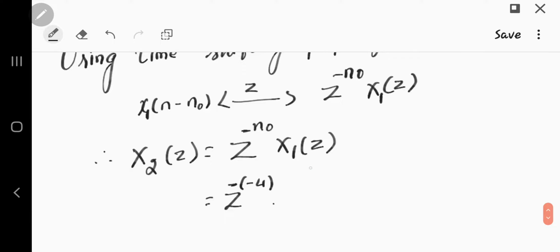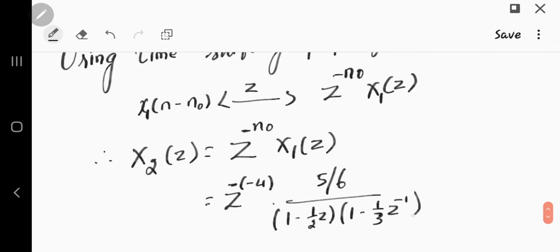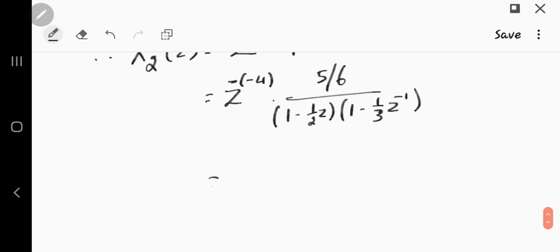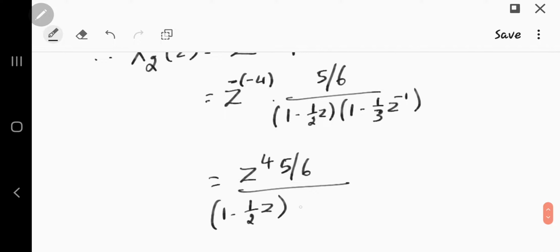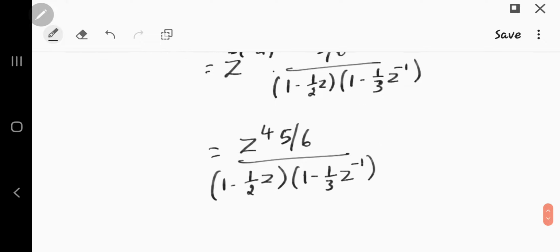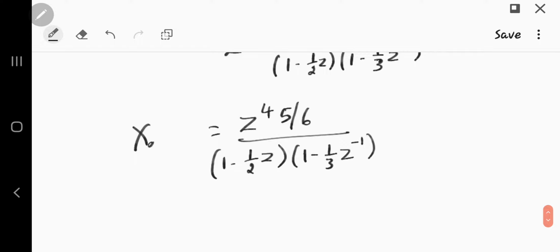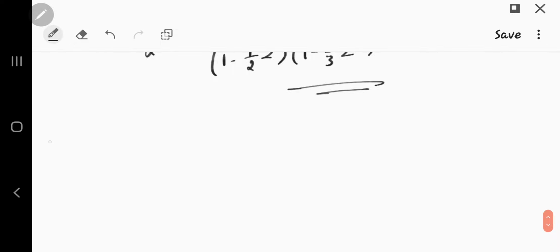And what is x1 of z? 5 by 6 divided by 1 minus 1 by 2 z into 1 minus 1 by 3 z inverse. Now you can simplify that like z to the power of 4 into 5 by 6 divided by 1 minus 1 by 2 z and 1 minus 1 by 3 z inverse. So this is x2 of z.